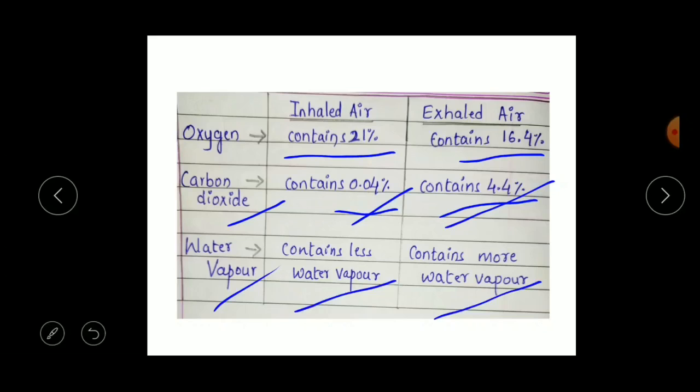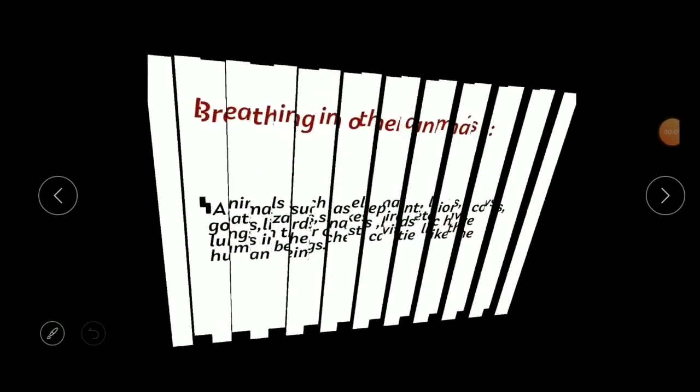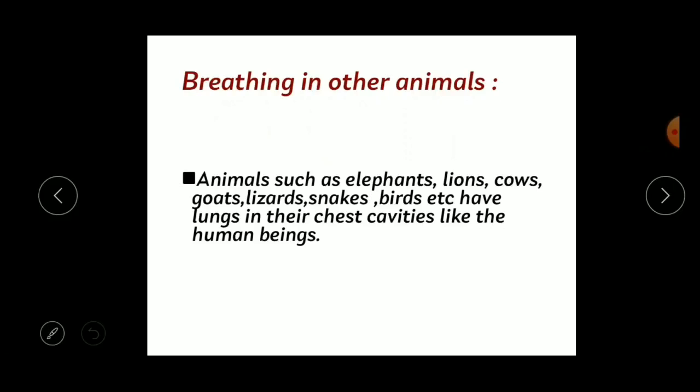Understood? Now children, let's move to another topic, that is breathing in other animals. Animals such as elephants, lions, cows, goats, lizards, snakes, birds, etc. have lungs in their chest cavities like human beings. So there are some animals that respire like us, with lungs, such as elephant, lion, cows, goat, etc. But there are some other organisms whose breathing mechanism differs from human beings. Let us study those organisms one by one.